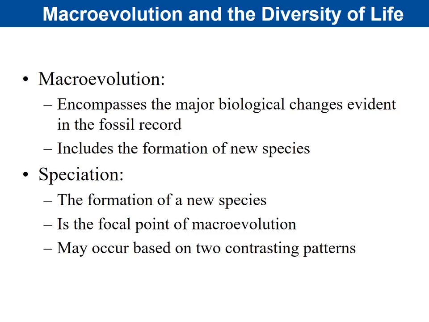Now, remember when we talked about microevolution and macro? Microevolution is on a small time scale, whereas macroevolution encompasses major biological changes over a long period of time. And in macroevolution, you'll start to see the formation of new species. Now, speciation is the term for the formation of a new species. And this is the focal point of macroevolution. And we're going to talk in a minute about the two different ways, the two paces that speciation typically takes on.